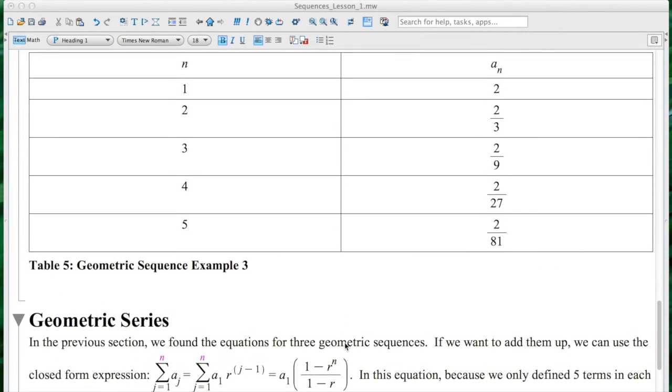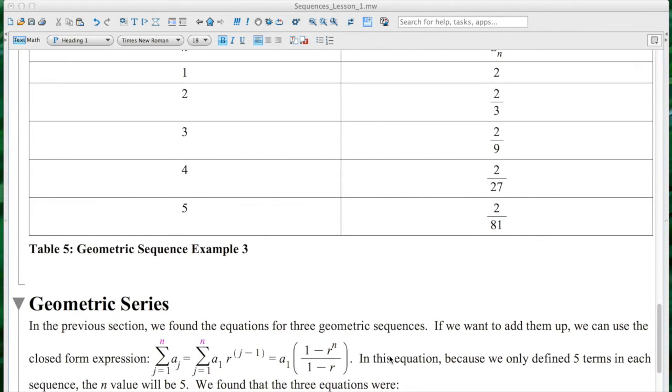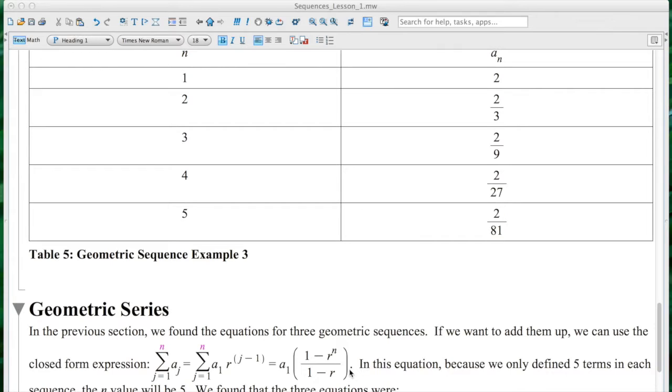So we want to use this formula now for summing over these series. Now, if we take the three series we just computed the closed forms for, we can compute the sums. They're all from 1 to 5. We can compute the sums for all the terms in the sequence that we have using this formula. Now, A1 is easy. It's just the first A value in the sequence. And R is the ratio of two terms.